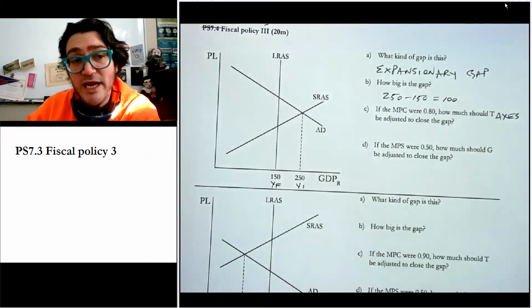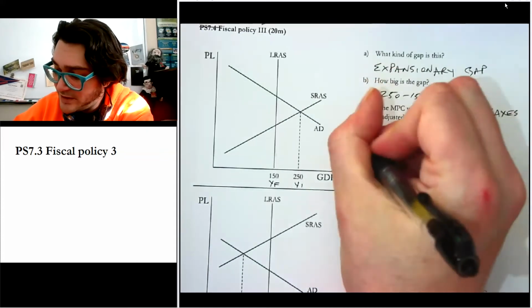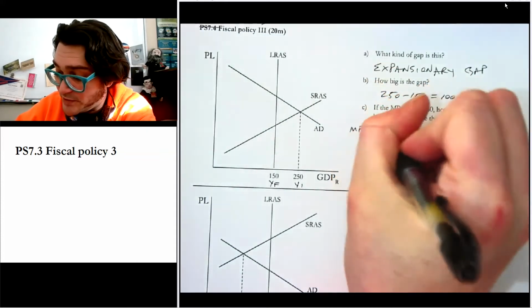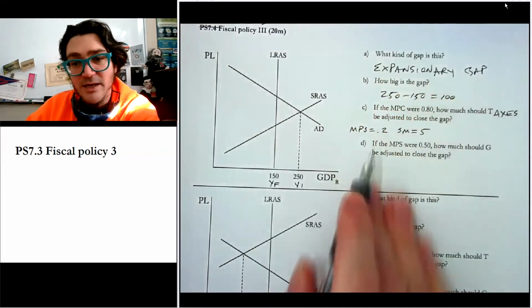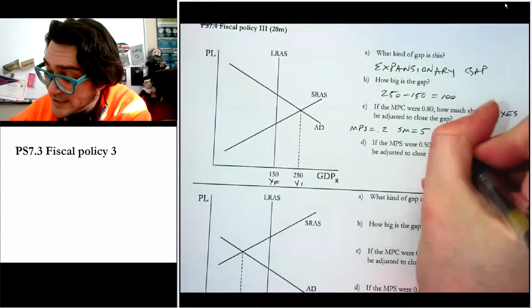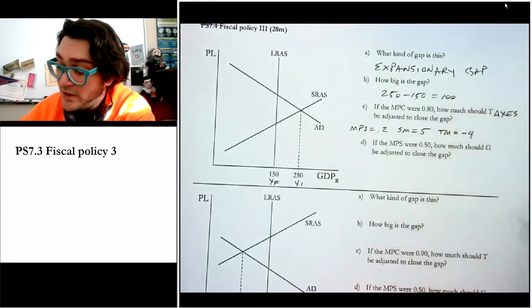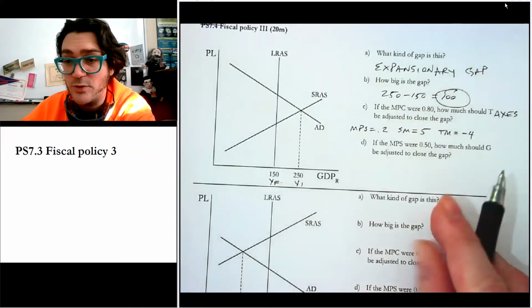If the MPC is 0.8, we have to figure out what the tax multiplier is. So thinking about that, we know MPS is 0.2, and we know the spending multiplier is 5. I'm doing this in my head, it's 1 over 0.2. And then therefore we know the tax multiplier is -4. And so our gap is 100, right? So we have to close that gap of 100.